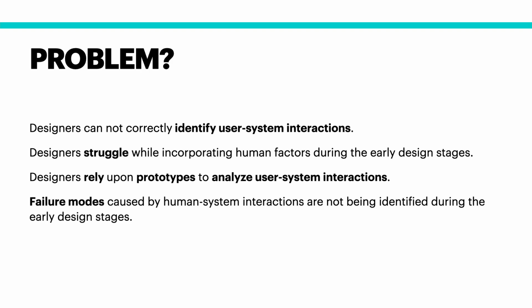And as I said before, we need to build these physical and virtual prototypes to assess these user-system interactions. And what happens if you don't do this correctly? Well, there are going to be failure modes. There are going to be errors in the design that we will not be able to see until the system is out there in production, and we want to avoid that.